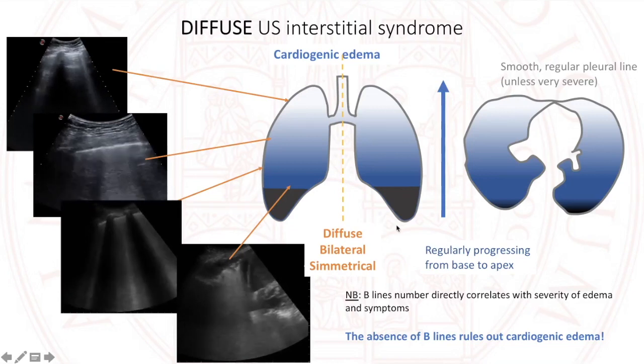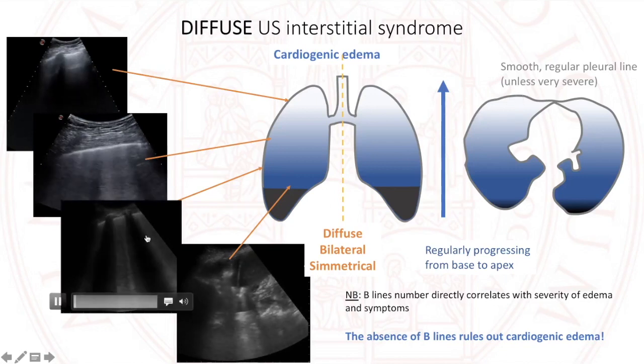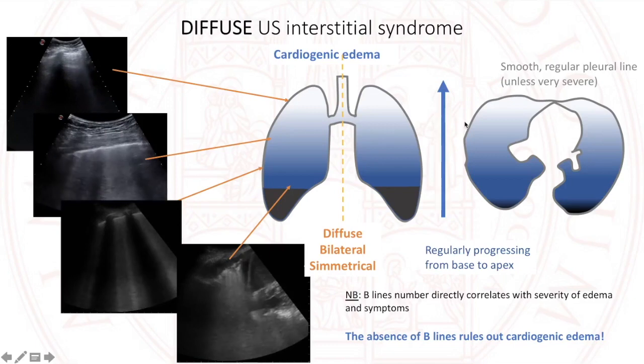In a severe cardiogenic edema, what we would see is this pattern: severe interstitial syndrome all over the chest, white lung all over the chest of the patient. And the B lines and the pleural lines normally in the cardiogenic edema are smooth until we reach a very severe stage of white lung.